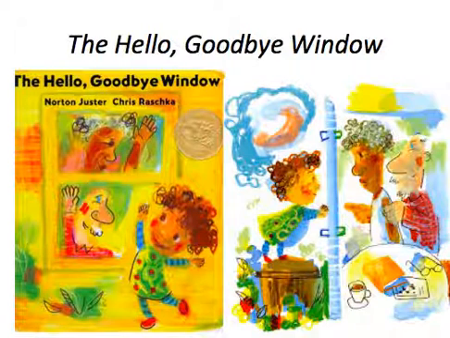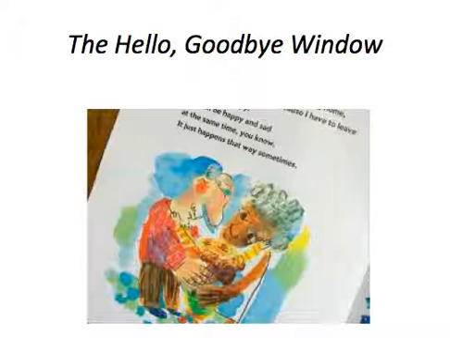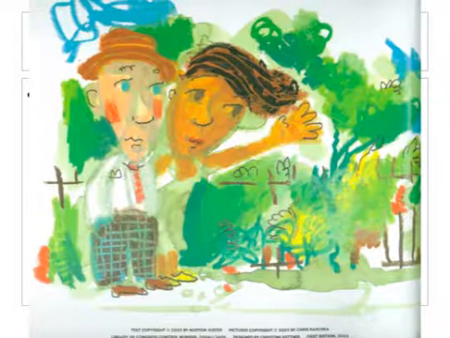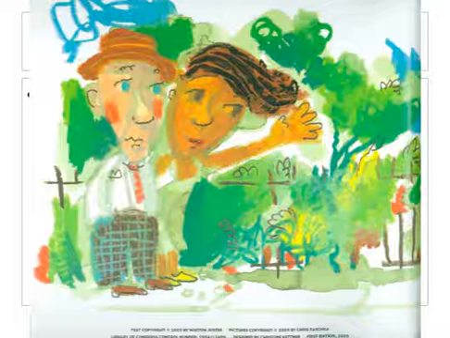The example given in the textbook is called The Hello Goodbye Window by Juster and Raschka. And it's actually a winner of a Caldecott Medal for illustration. It features an interracial family, but being interracial is not the focus of the book. Culture as such is not an important aspect of the book. But the theme of the strength of the family is enriched by the diversity depicted.